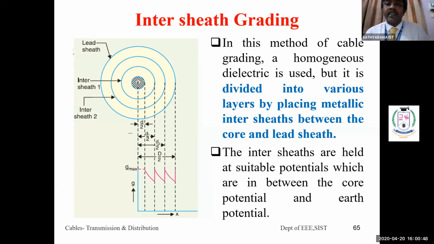So please, you see the definition. Easily you can understand. In this method of cable, a homogeneous dielectric is used, but it is divided into various layers by placing metallic intersheaths. It's very, very important: by placing metallic intersheaths between the core and lead sheath. Let us see it. The same thing, we have to derive it.